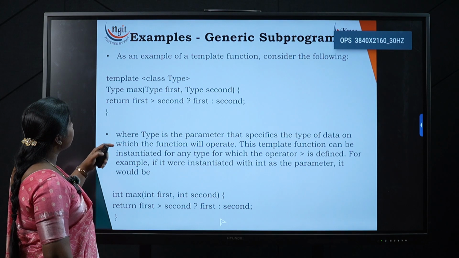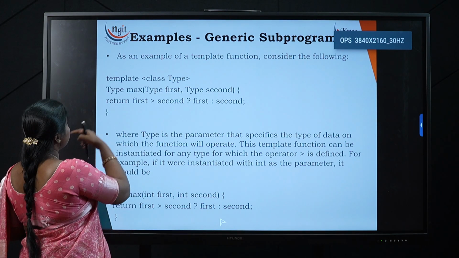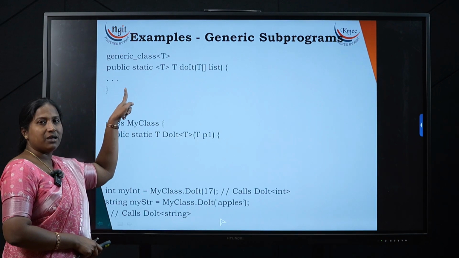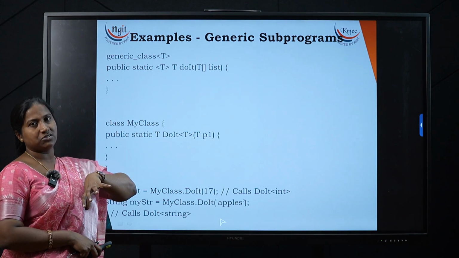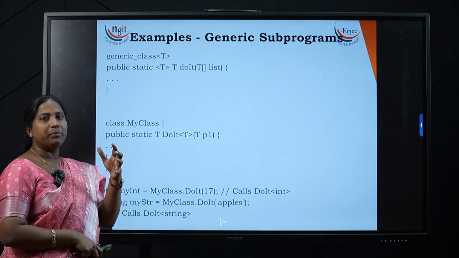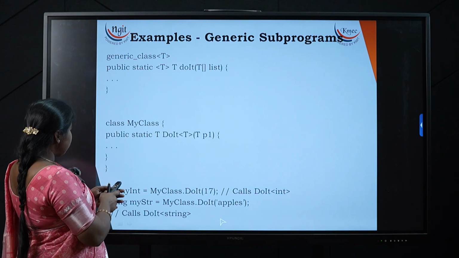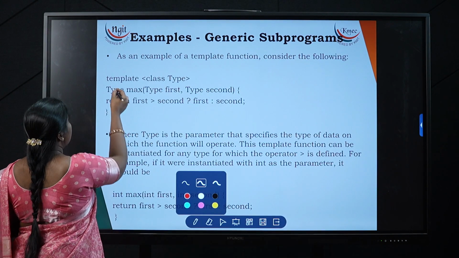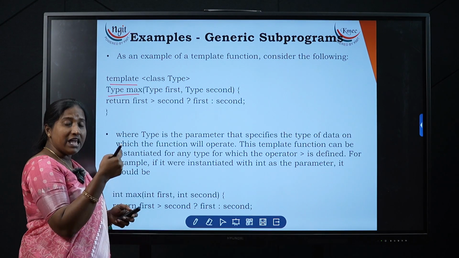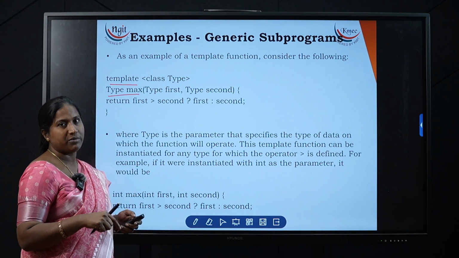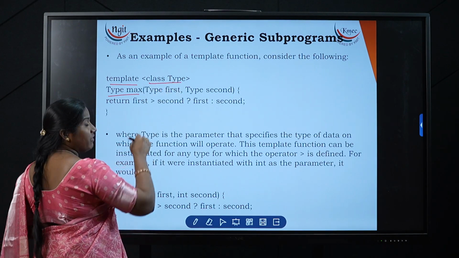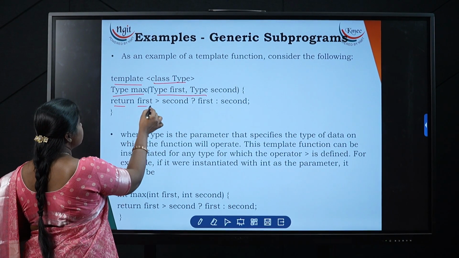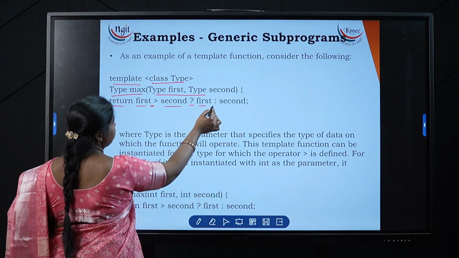This syntax was taken from Java, and here, template class type. Now look at this. In this template, I can take my own syntactical structure. Let's say that I want to write a template for a max subprogram. I'll write type max. Type is a keyword to mention the return type of a subprogram. Now, class type. Here we generally write the parameter profile. Now, return first greater second, ternary first colon second.